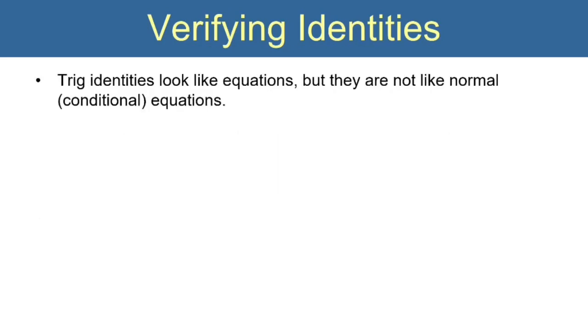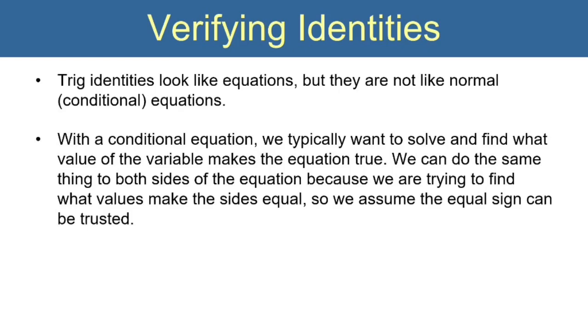Now it's important to keep in mind that trig identities look like equations, but they are not like normal equations that you solved in algebra. Usually when we solve an equation in algebra, there's only a limited amount of numbers that will make an equation true. And that kind of equation is called a conditional equation. And so with a conditional equation, we typically want to solve and find out what value of the variable makes the equation true. And you know how we do that. We add the same thing to both sides, or we divide both sides by the same thing.